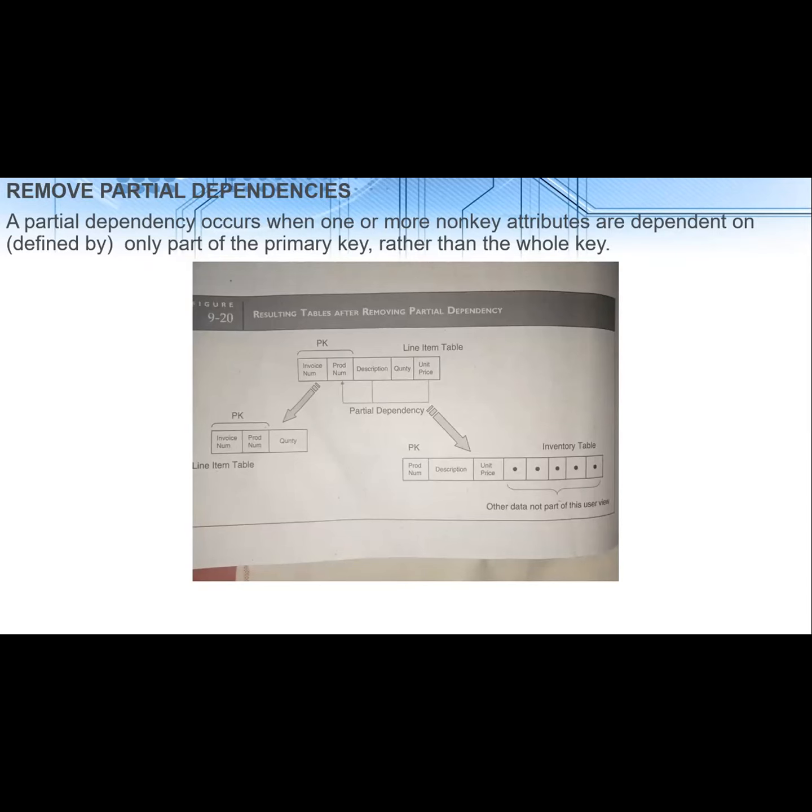A partial dependency can occur only in tables that have a composite primary key, that is, two or more attributes. Figure 9-20 illustrates the partial dependency. In this line item table, invoice number and product number together define the quantity sold attribute.